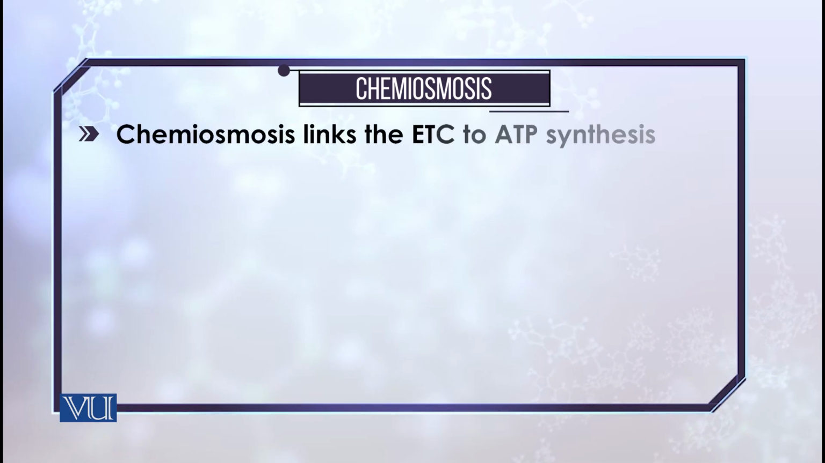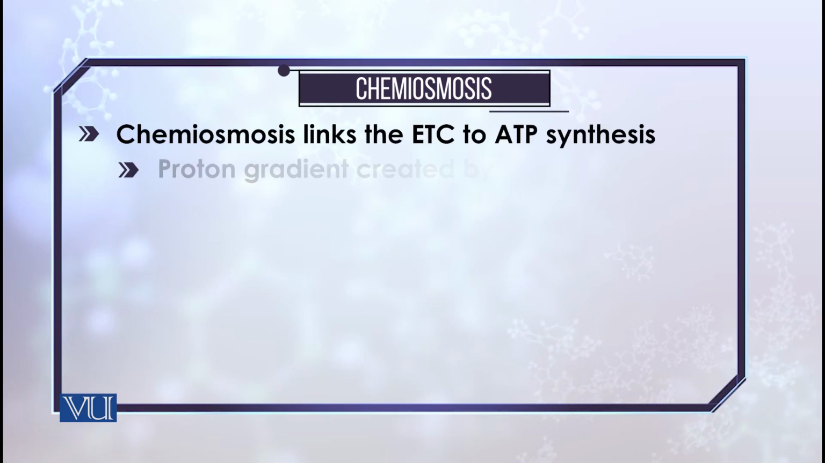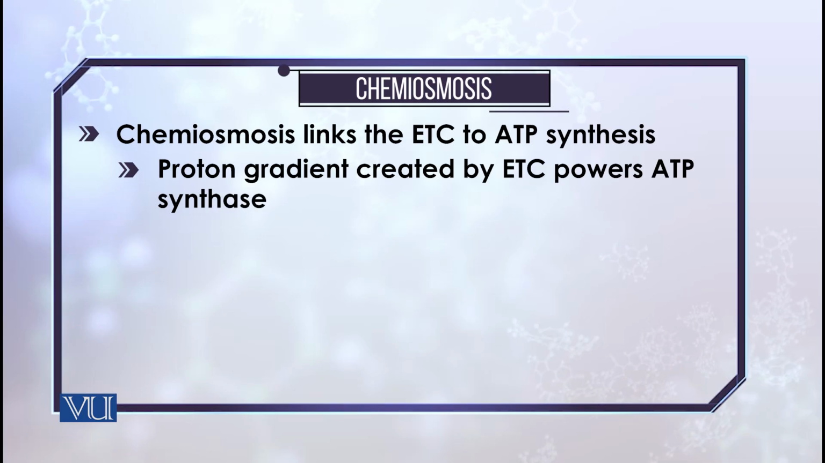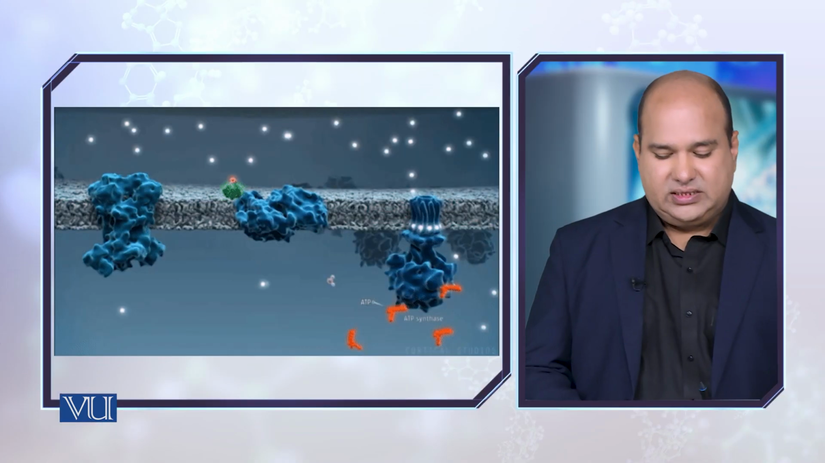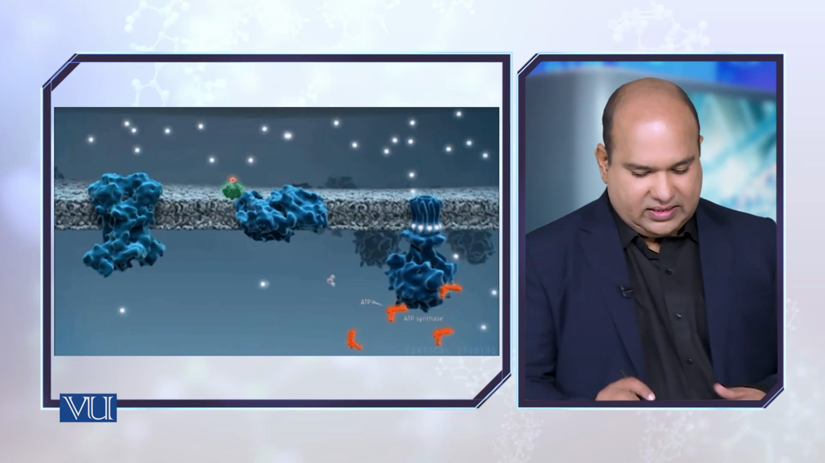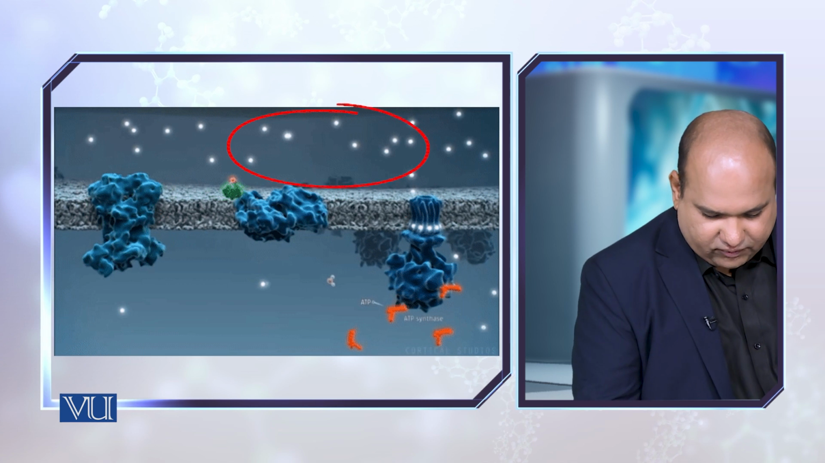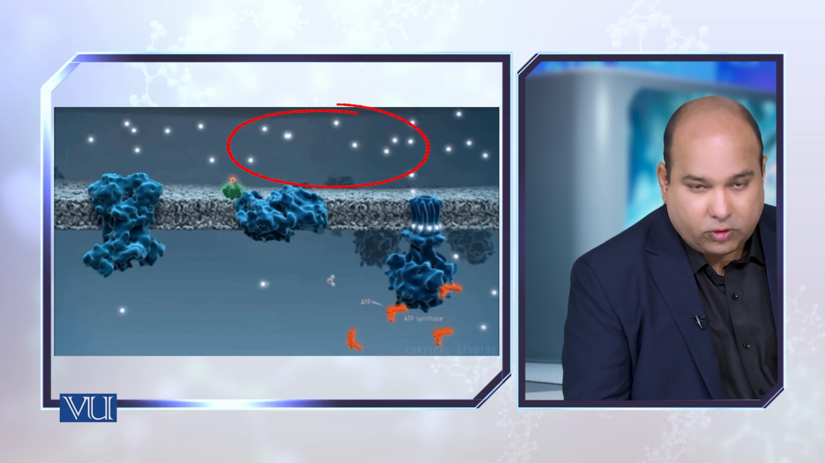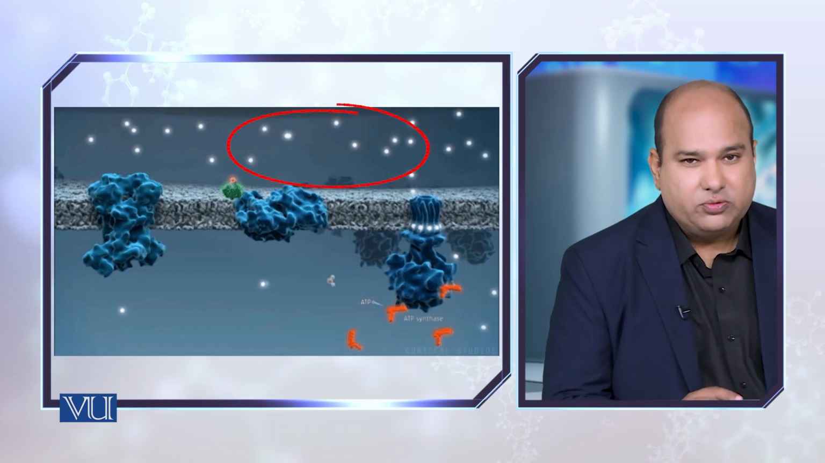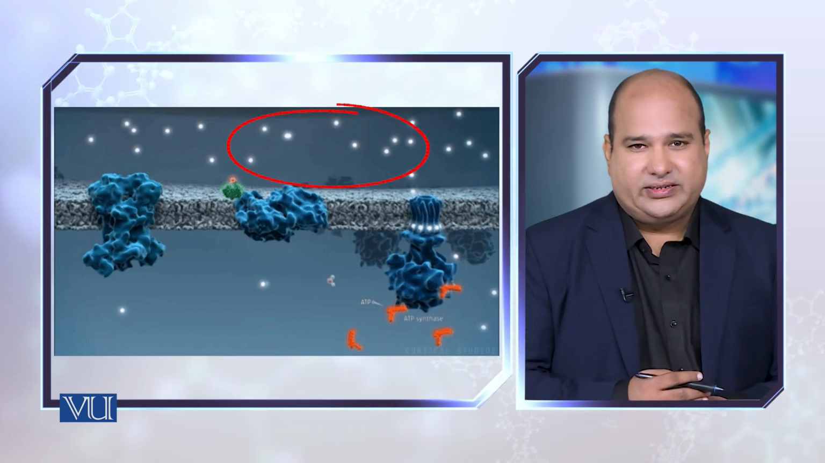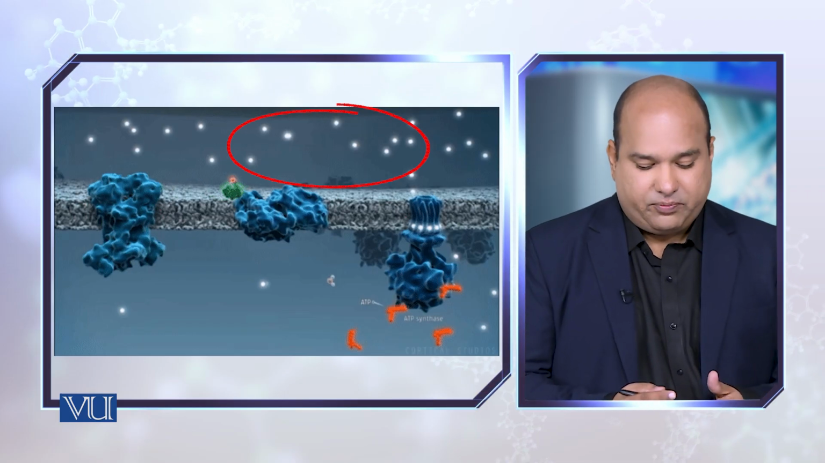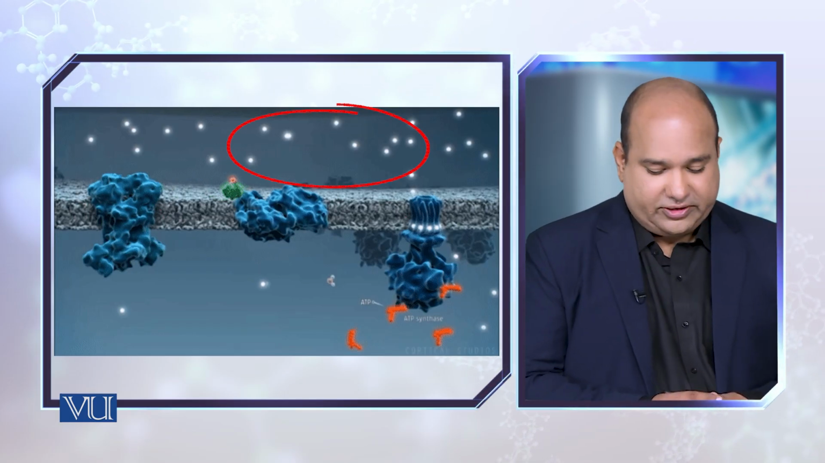This coupling of ETC with the synthesis of ATP is also termed the chemiosmotic theory. According to the chemiosmotic theory, a proton gradient is formed. If you see this animation here, you can see that there are many more protons outside as compared to the matrix, and this happens because of the pumping of protons, which happens in turn because of the electron movement.